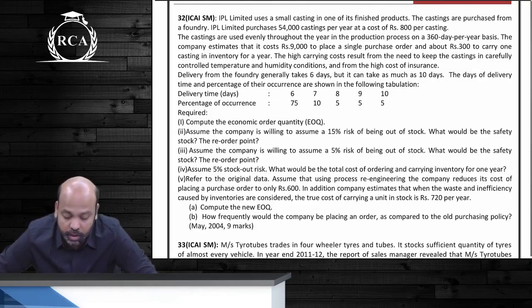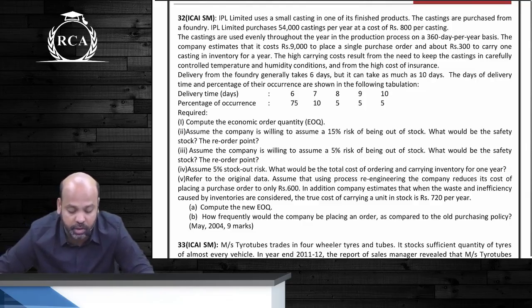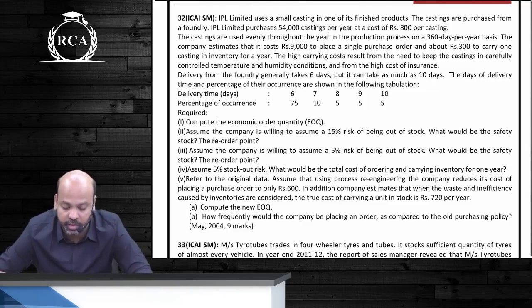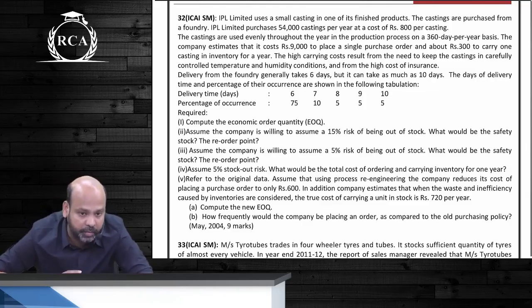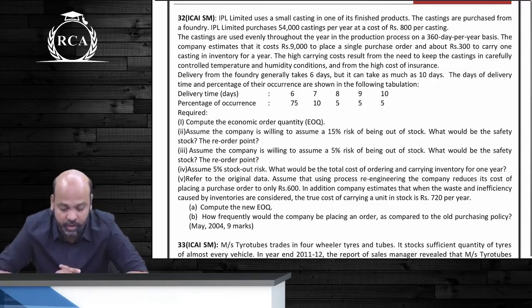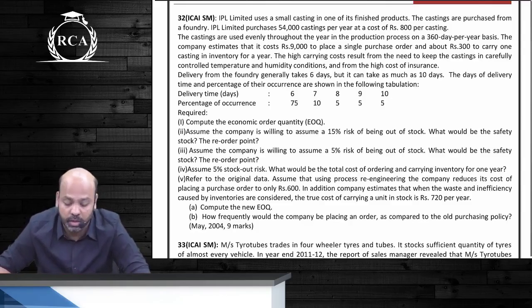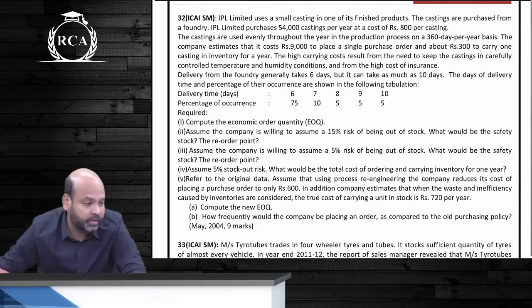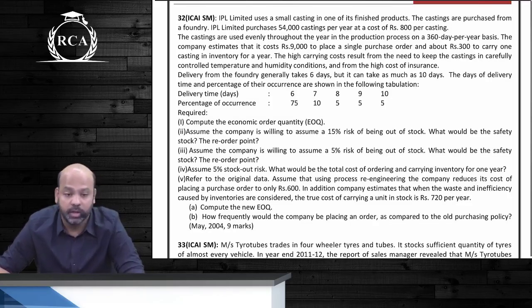Next. The high carrying cost results from the need to keep the castings in carefully controlled temperature and humidity conditions and from the high cost of insurance. Do you care about it? No. Even I don't, guys. Delivery from the foundry generally takes about 6 days, but it can take as much as 10 days. What will be 6 days? Very good. Average lead time.